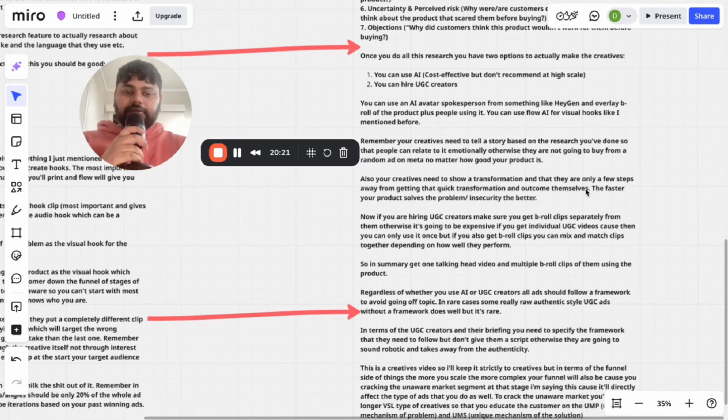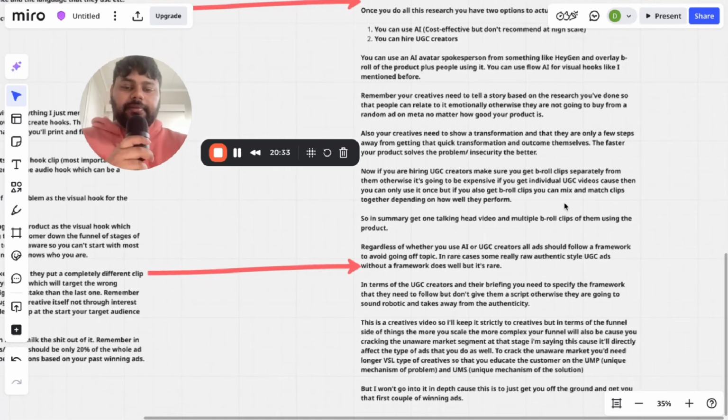Also, your creatives need to show transformation, as I said before. That they're only a few steps away from getting that quick transformation and outcome themselves. The faster your product solves the problem or insecurity, the better.